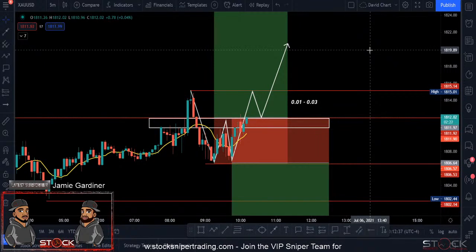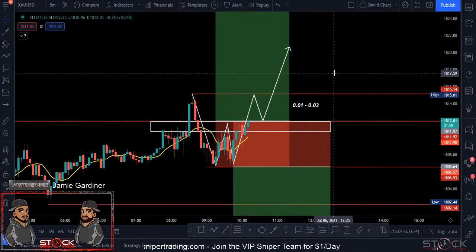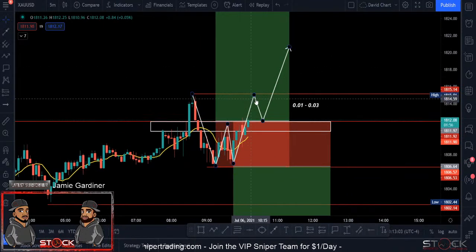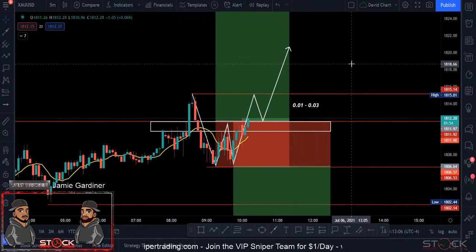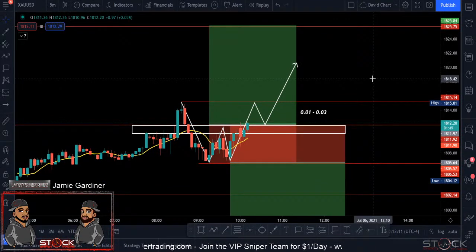Okay, so gold looks like it might be going into profits here. Let's see. Does it have the ability to get to where my arrow is up here? It's got to have a huge push. Okay, most likely we'll see it get around this area right here. If it goes bullish, which it is looking like it's doing now, let's just wait and see.